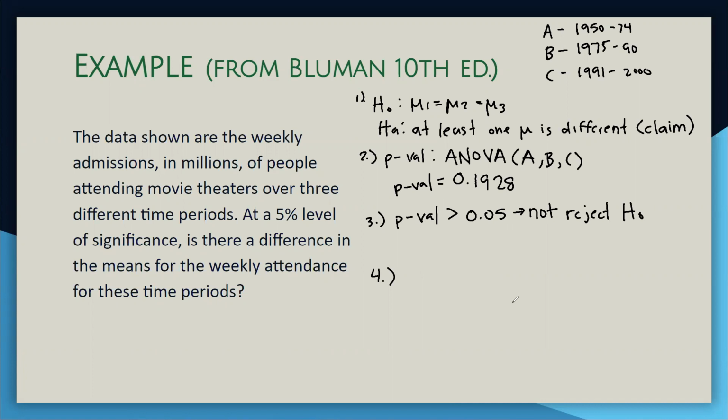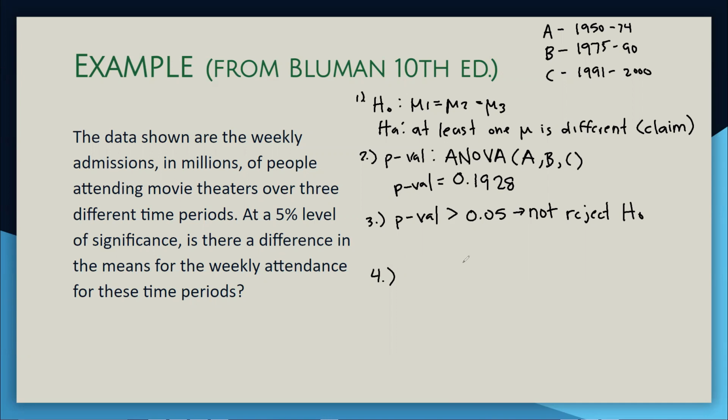Meaning, yes, we saw some differences in the data, but based on how variable those samples were, we're not confident that that difference in the samples is statistically significant enough for us to consider the population means to be different.